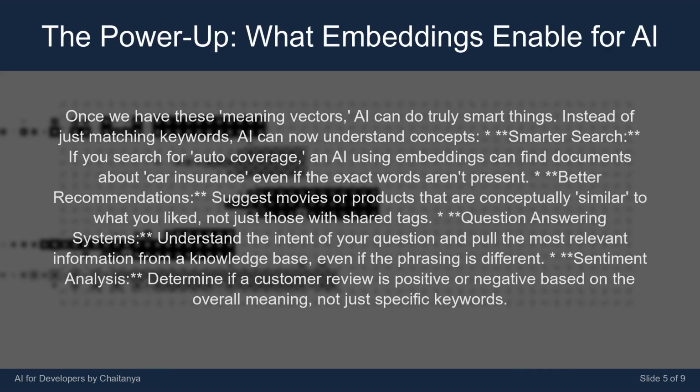Once we have these meaning vectors, AI can do truly smart things. Instead of just matching keywords, AI can now understand concepts. Smarter search: if you search for auto coverage, an AI using embeddings can find documents about car insurance even if the exact words aren't present.